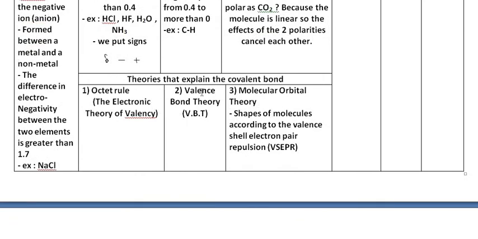Here are three theories for explaining the covalent bond. The first theory is called the octet rule. The second theory is called valence bond theory, and the third theory is called molecular orbital theory. These will be studied later, inshallah.